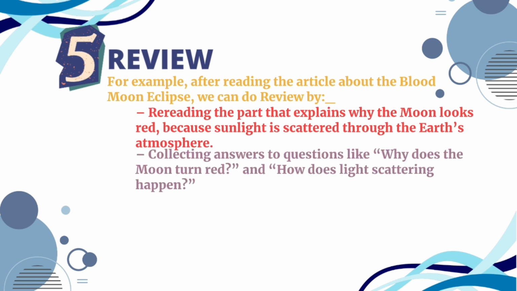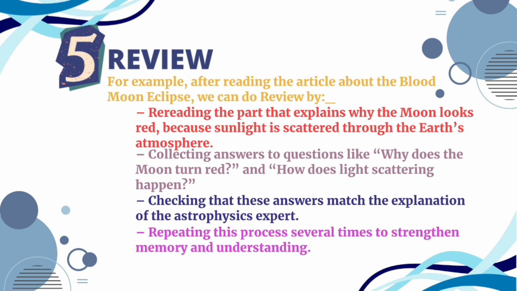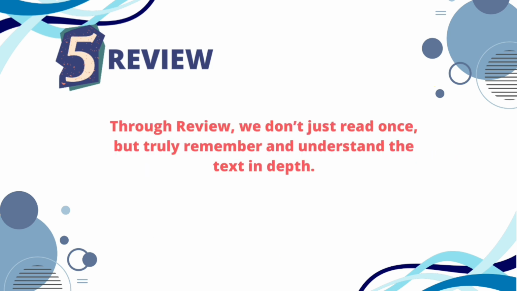Second, collecting answers to questions like why does the moon turn red and how does light scattering happen? Third, checking that this answer matched the explanation of the astrophysics expert. Fourth, repeating this process several times to strengthen memory and understanding. Through review, we don't just read once, but truly remember and understand the text in depth.